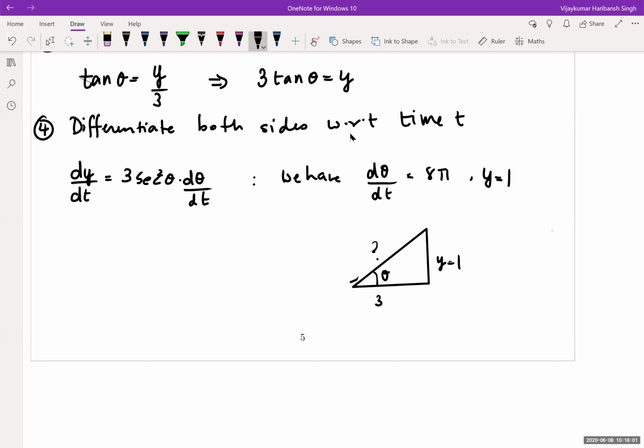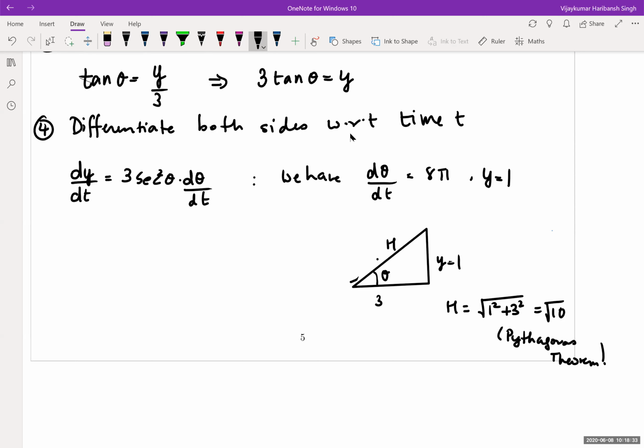That's how you'll find secant theta, right? Secant theta is hypotenuse upon adjacent side. So we need to find h. And for that, we'll use the Pythagoras theorem. So the Pythagoras theorem tells me h equals the square root of 1 square plus 3 square, which is going to be square root of 10, right?